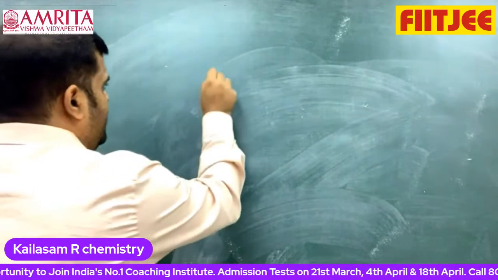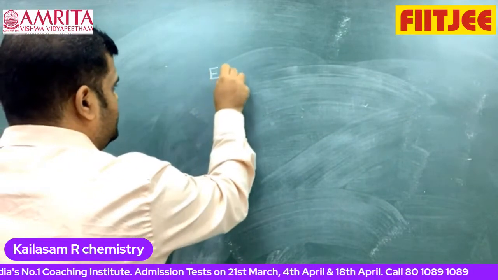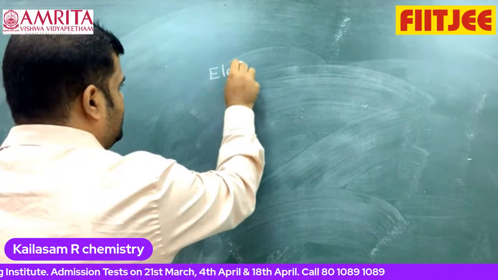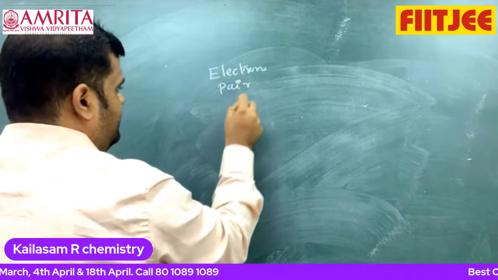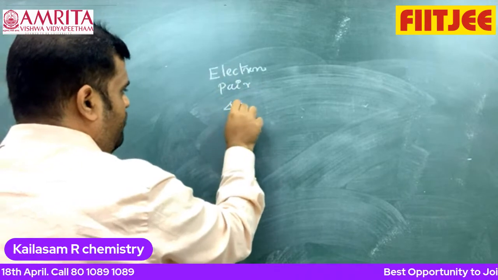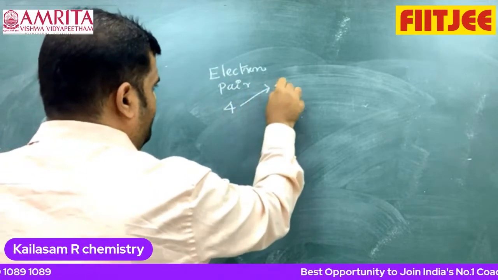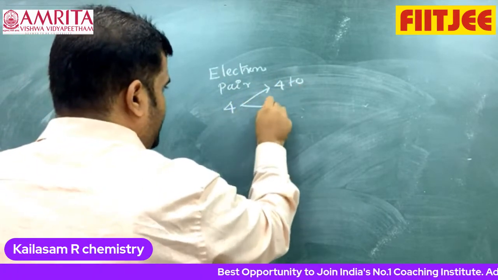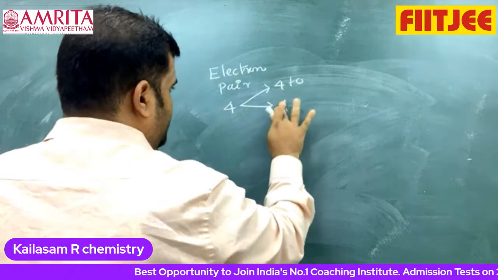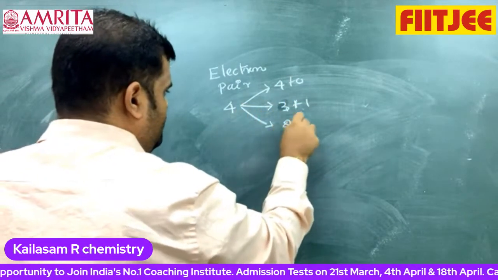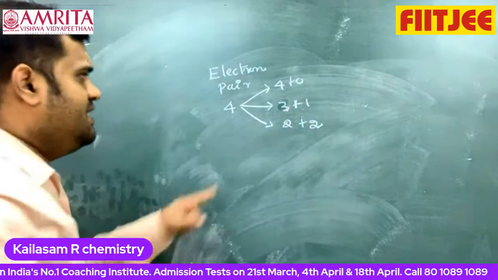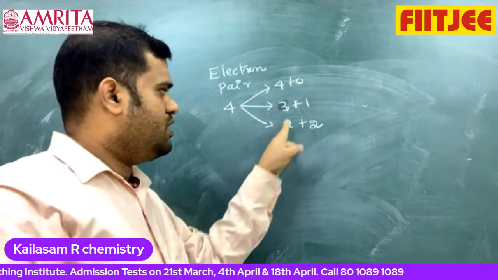If I am having electron pairs, look at this. Just I will give you an idea. Electron pairs, I will make it 4. And 4 means we can have 4 plus 0, we can have 3 plus 1, and we can have 2 plus 2. So 4 plus 0, 3 plus 1, 2 plus 2.